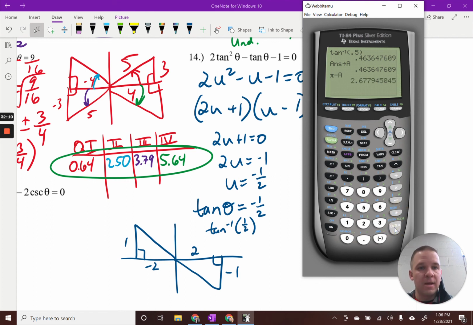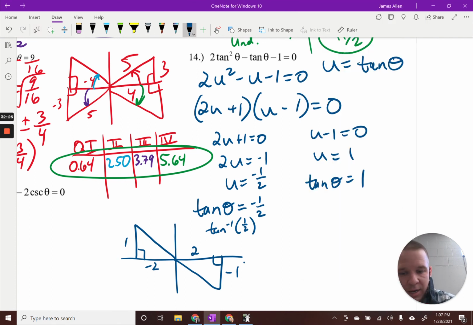Hit enter. Boom. There's my first answer in the second quadrant. And then I'm going to do 2 pi minus that value, that reference angle. And I get 5.819, so 5.82. And I have them written down off to the side so I don't forget.